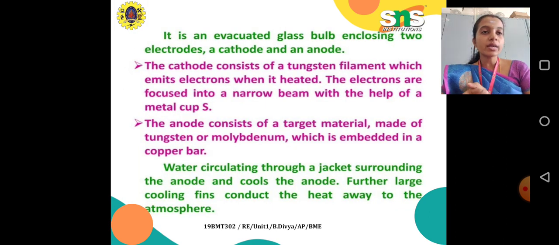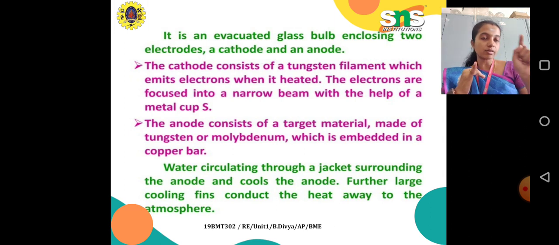It is an evacuated glass bulb enclosing 2 electrodes, a cathode and an anode. The red color region I have shown you is the glass bulb enclosing the cathode and the anode. The cathode consists of a tungsten filament which emits electrons when it is heated.